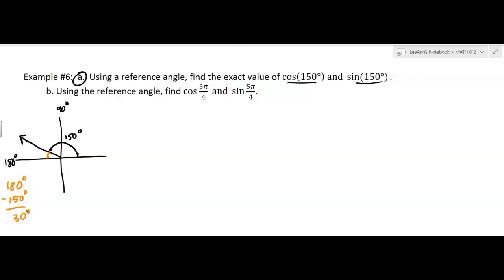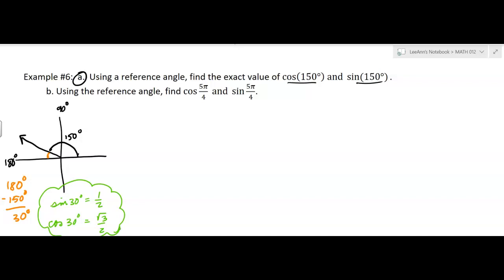Now I know I want to get the sine and cosine of a 30-degree angle. So I'm going to do my thinking cloud here and start with what I know. I always start with the sine. Sine of 30 degrees is 1/2, and the cosine of 30 degrees is the square root of 3 over 2. This is not the answer, it's just my reference angle.